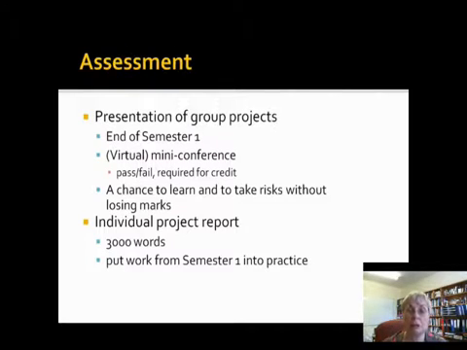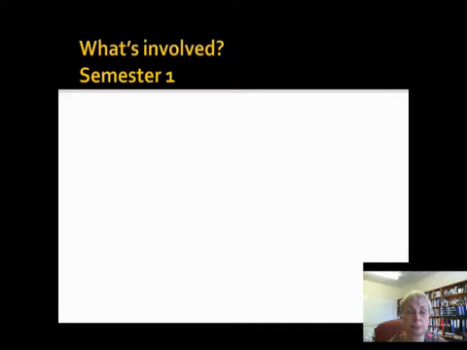Your individual project report is much like the sort of thing you're already used to doing. You write up a piece of work on the research that you've done, and it's assessed in detail, building on semester 1's work, but not necessarily developing the same themes. You might do something slightly different, and that's a project report of about 3,000 words, maximum 3,000 words. So what's involved in getting this done?